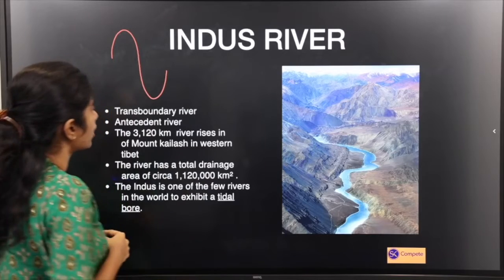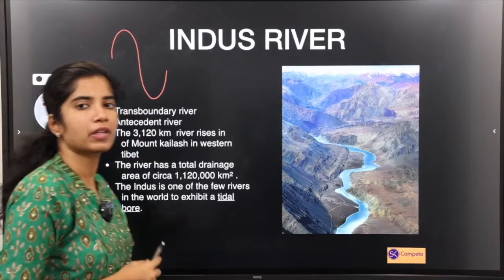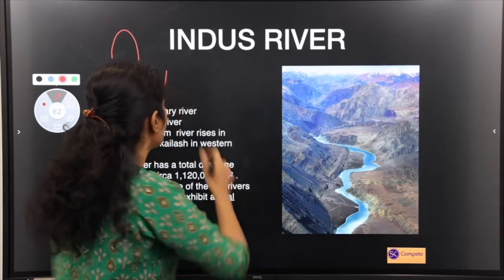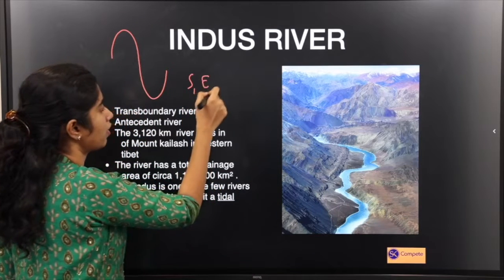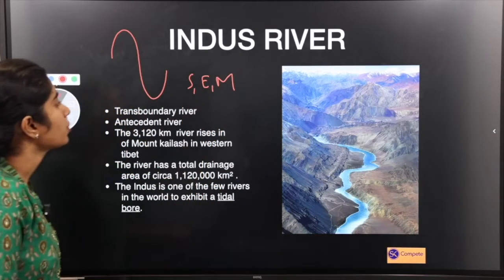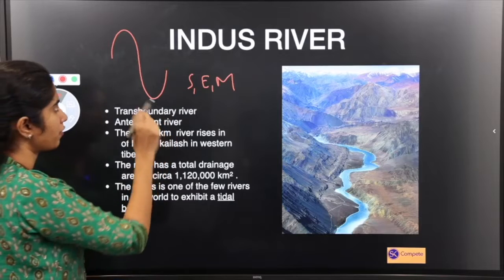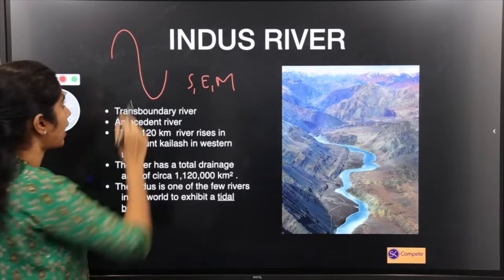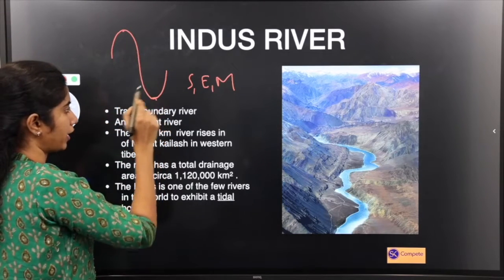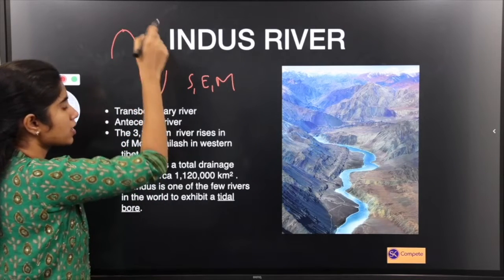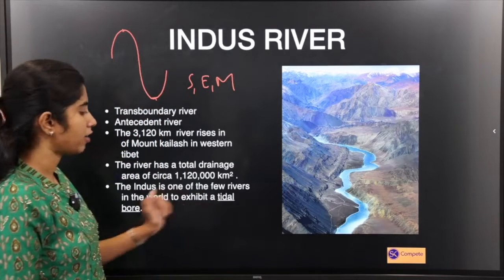High tide, low tide. This tide is formed because of the gravitational pull between the sun, earth and the moon. Because of that, gravitational tide is formed. So this will have higher tide and lower tide. When the difference between them is huge, a tidal bore is formed.